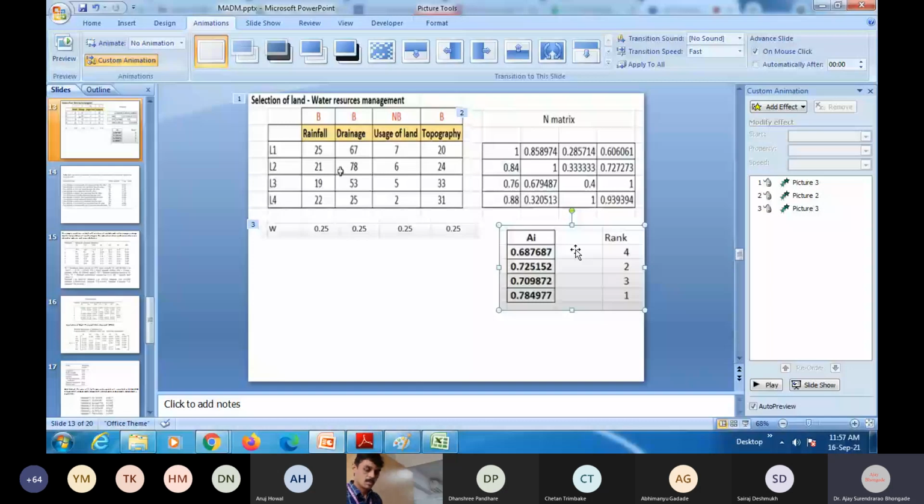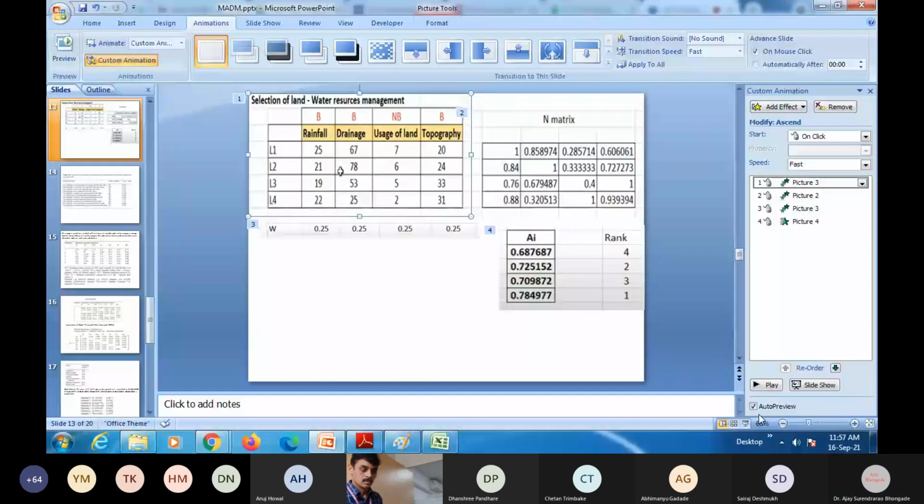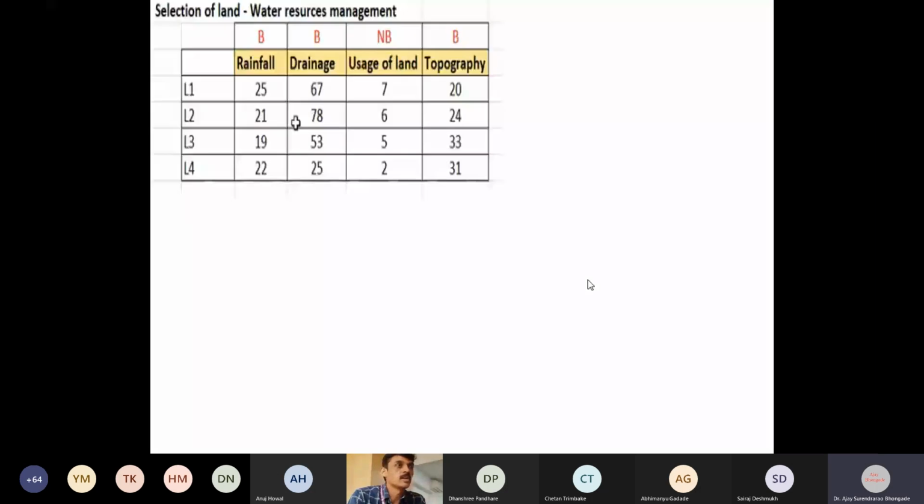Now this is the data which had been given to us. What does it mean? We have 4 choices here: land 1, land 2, land 3, land 4. These are all the different locations of the land. The rainfall might be in mm, or in centimeters, whichever is better. 250 mm would be the average rainfall there. Drainage could be the number of rivers nearby, right?